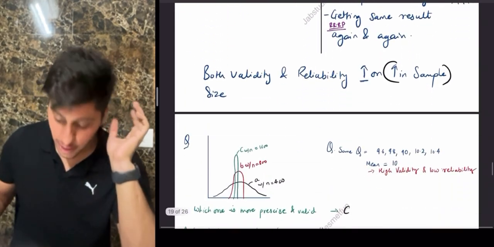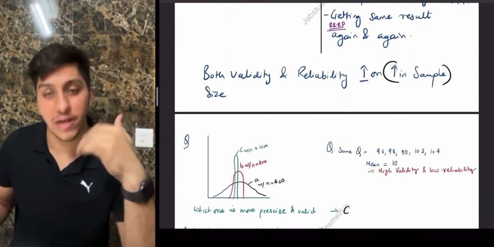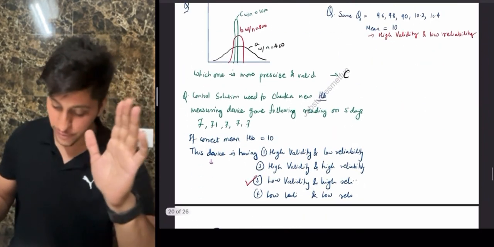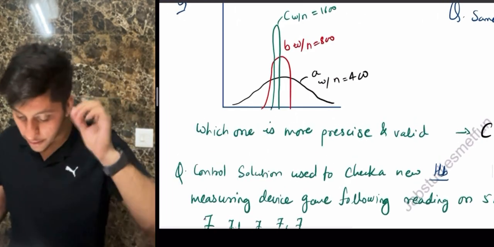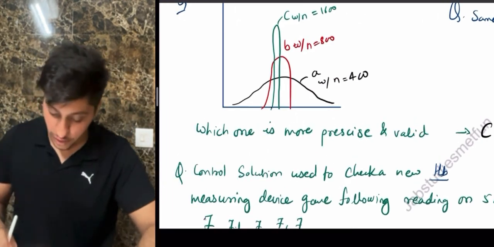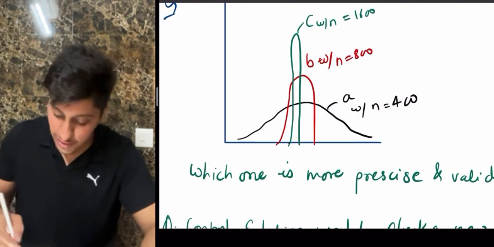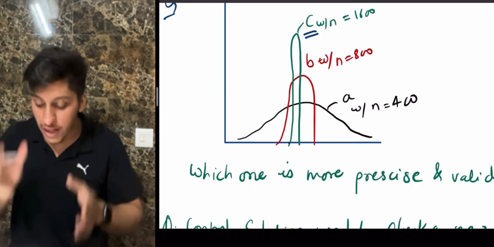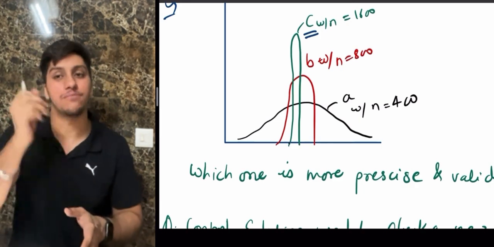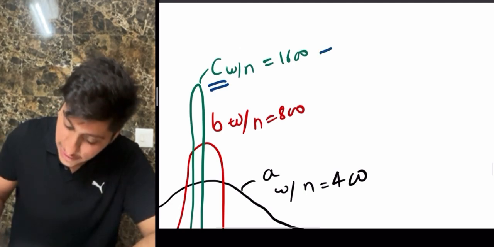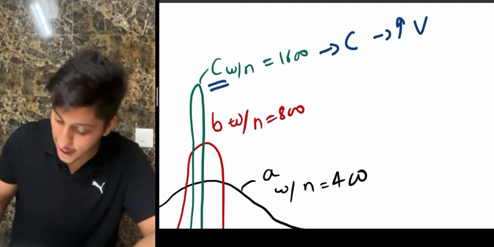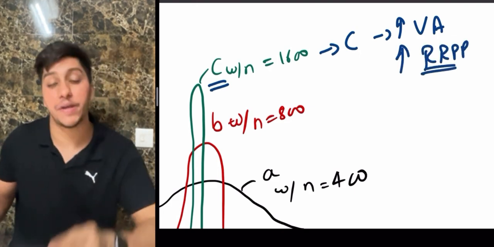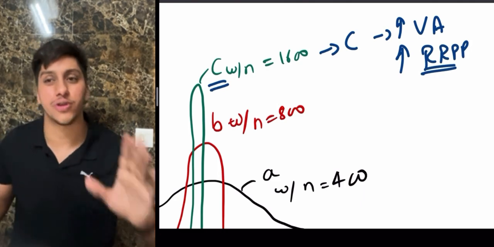Let's take an example over here. Remember, both validity and reliability will increase with sample size. The more the sample size, always the better. Now for this example, which one amongst the following is more precise and valid? You have A, B, and C. With this graph, you can find out that C not only has the majority, but also the chances of the thing happening again and again at the same site are more. So C has more validity and accuracy, and it also has more RRRP. It is repeating at the same time, and the value you're getting is also correct.